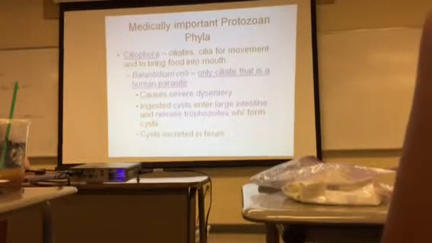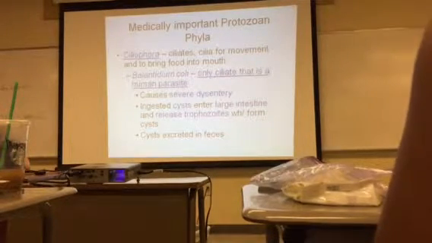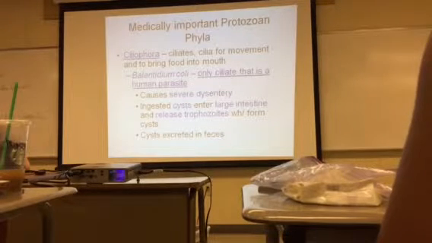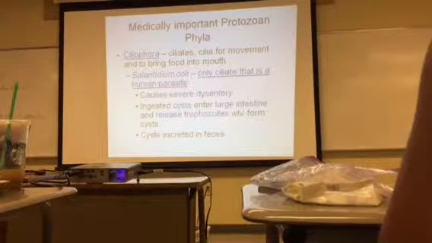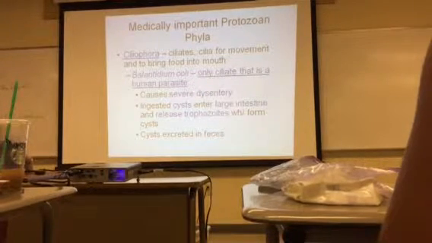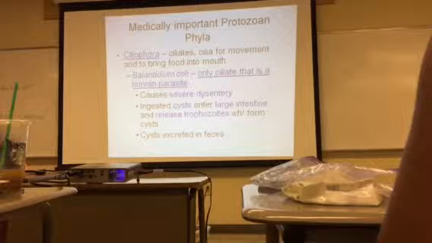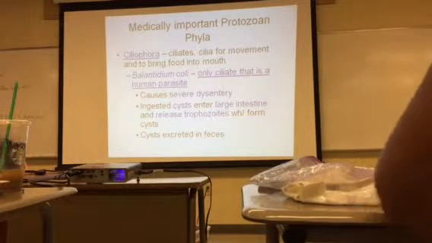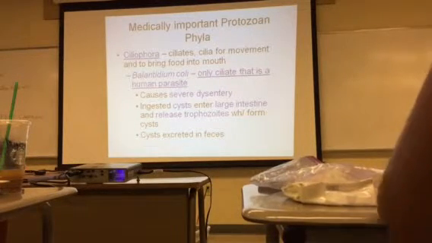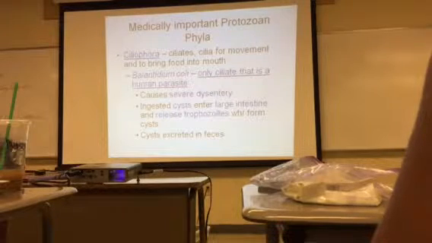Ciliophora, it's a ciliate. There's only one ciliate that is a human parasite. If these things have cilia, like Paramecium and this one, they use that cilia for movement, and it also uses cilia to bring food into their mouth. This one is Balantidium coli. It can cause a severe dysentery.